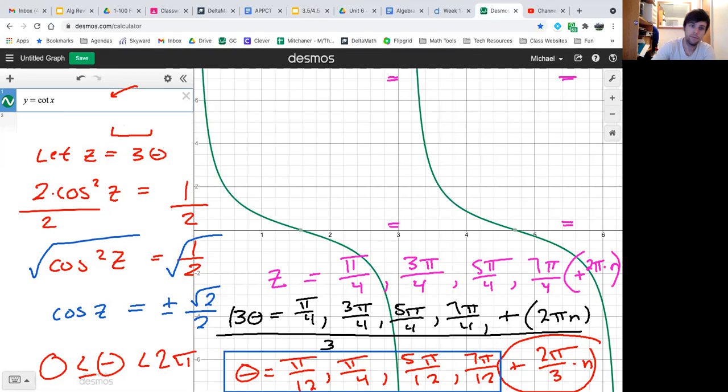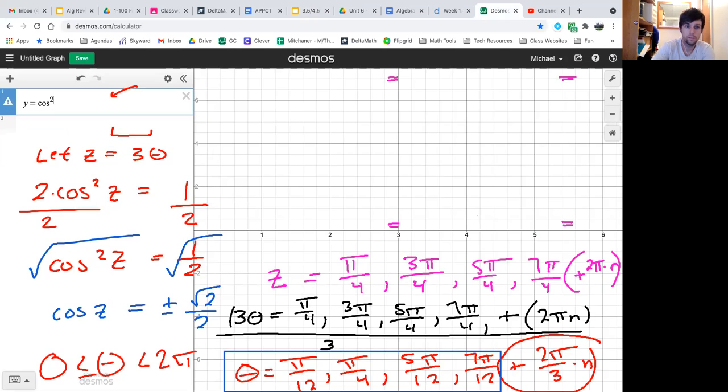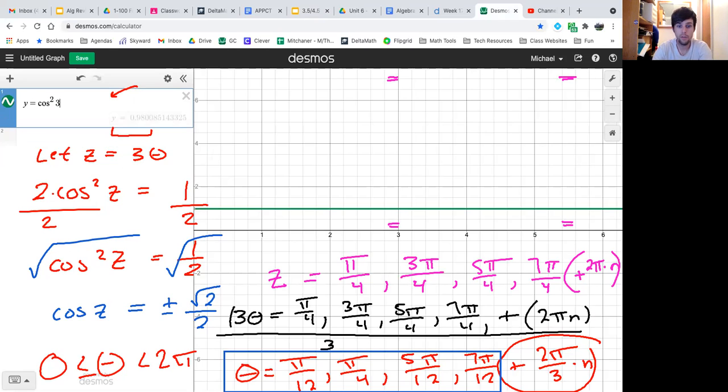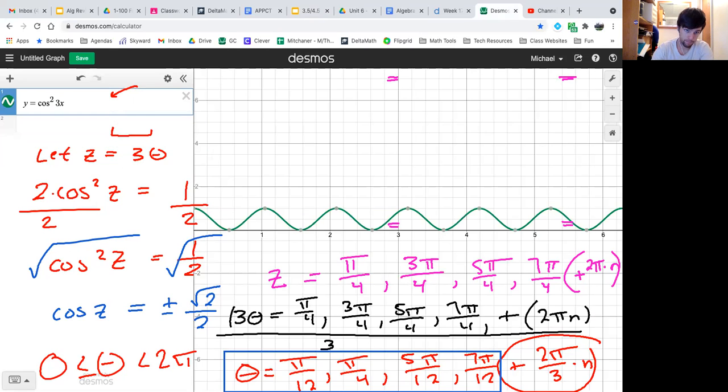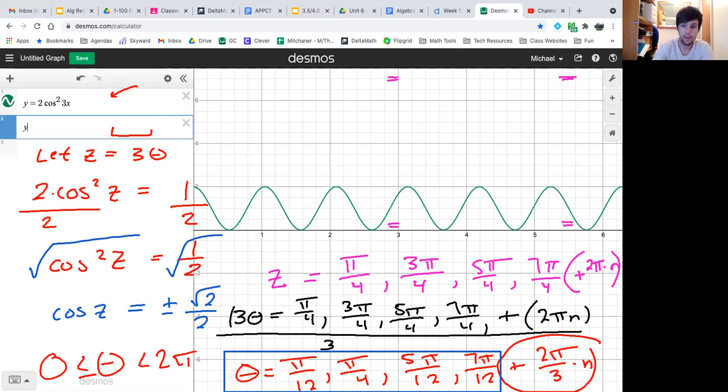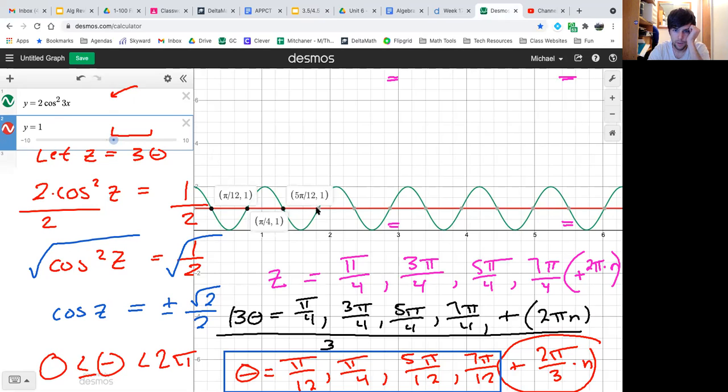So we have cosine squared of 3x, and that was 2 cosine 3x, and that equals 1. Okay, so that was kind of our equation. We had 2 cosine squared 3x equal to 1. And all right, so we got a lot of solutions here. We got the ones that we found already. These are the 4 that we found. You can see those right there. Those are the ones we found.